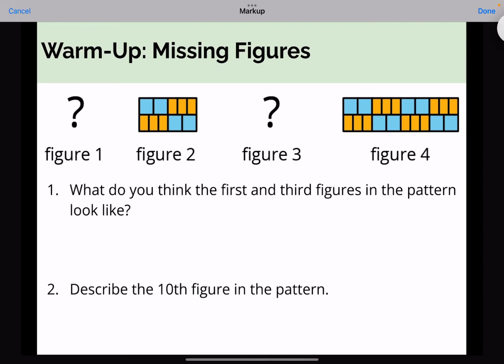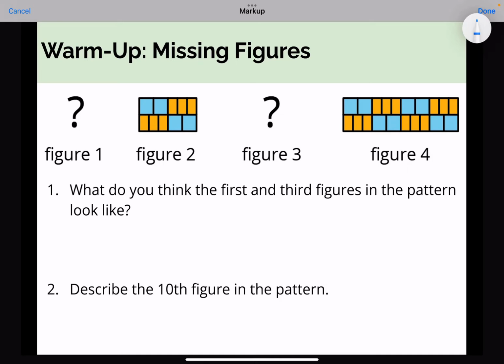So our warm-up is missing figures. We're given 4 figures with figure 1 and figure 3 missing. Our first question is, what do you think the first and third figures in the pattern will look like? And our second is, describe the 10th figure in the pattern. Go ahead and pause here, attempt this warm-up, and come back once you're ready.